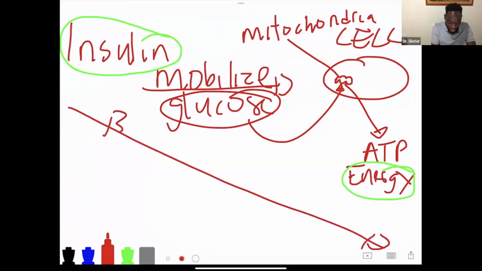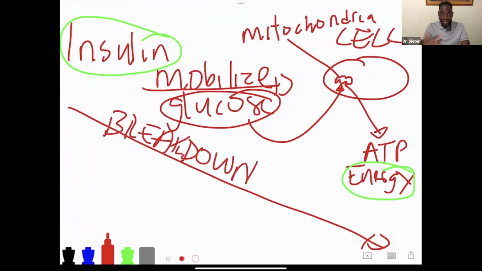Anywhere where there is a breakdown in this process of insulin mobilizing glucose out of the blood into the cell so that energy can be produced, we say you have insulin resistance, or we say you have your insulin not working well. Now, the question is, what causes insulin not to work well? If you understand that, then you're going to understand how you can get your insulin working well.